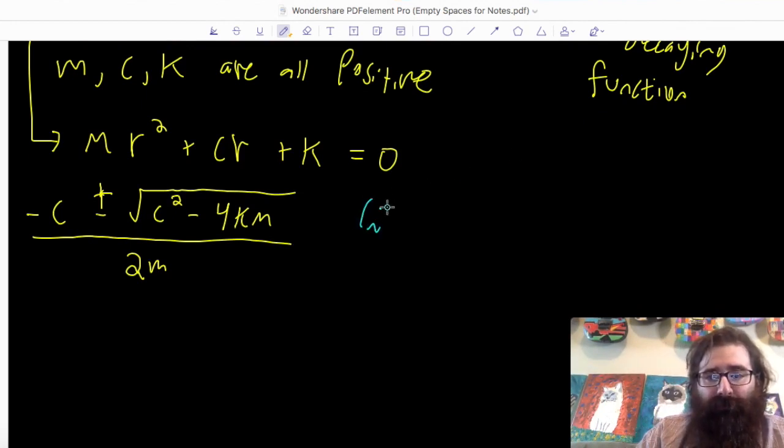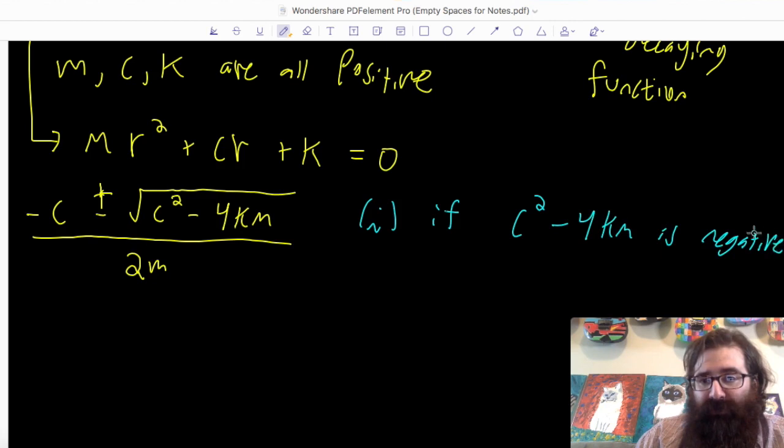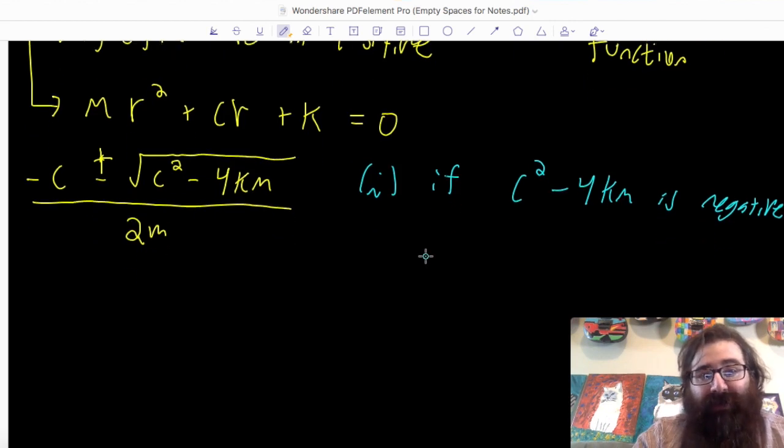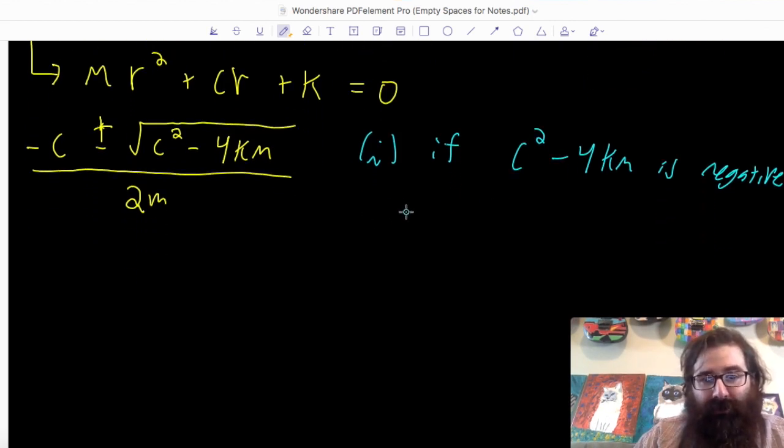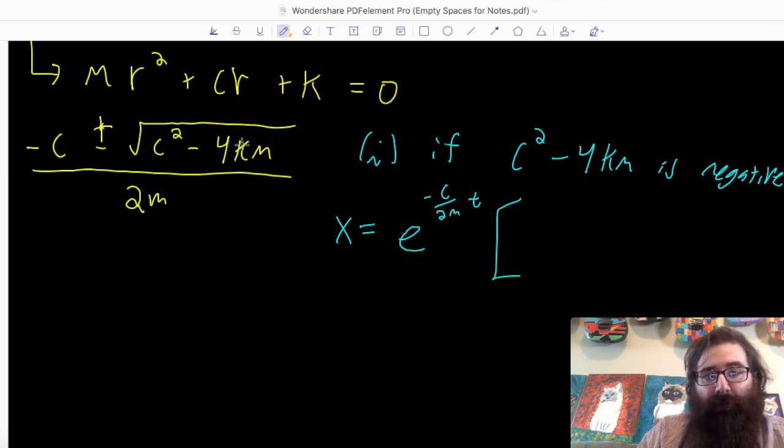So we'd say, okay, well first, if c squared minus 4km is negative, and we talked about what this means for damping for the system, but let's just think about it in terms of building a solution. If this is negative, then I'm going to have this imaginary part to my solution. And in general, my solution is going to look like x equals e to the power of the real part, which is negative c divided by 2m times t, times, in parentheses, my sinusoidal stuff, because that's my complex piece here.